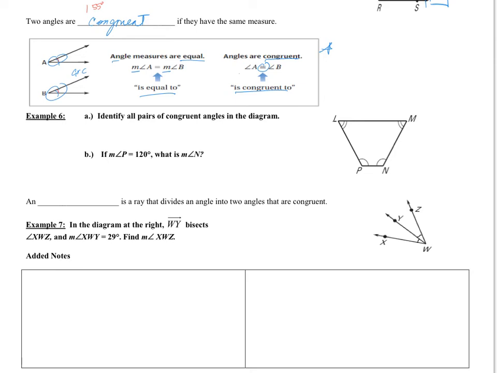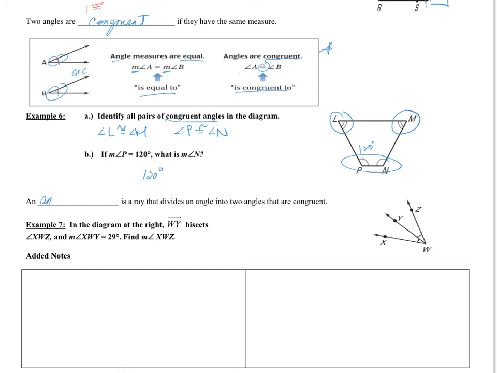Example 6. Identify all pairs of congruent angles in the diagram. So here we have a double arc and another double arc. So angle L is congruent to angle N, while angle P is congruent to angle N. Part B. If measure angle P is 120 degrees, what is the measure of angle N? It will still be 120 degrees.